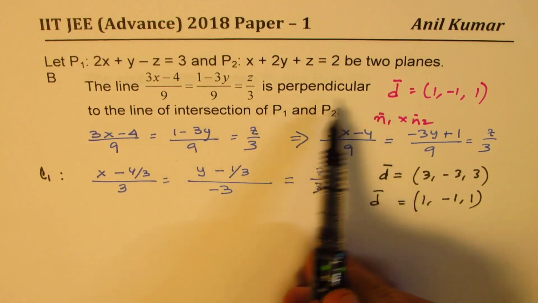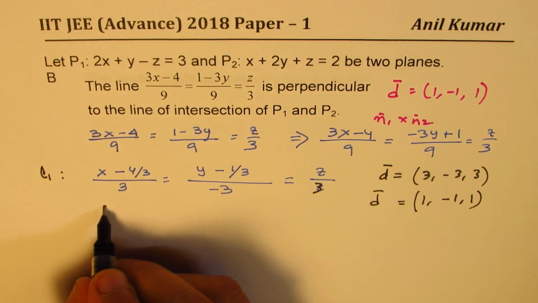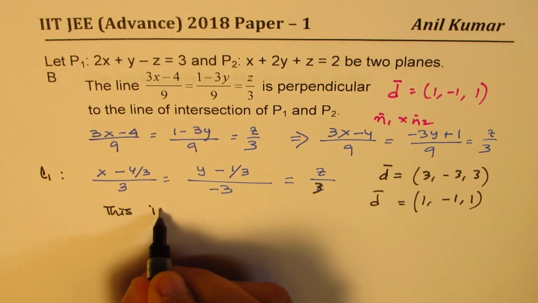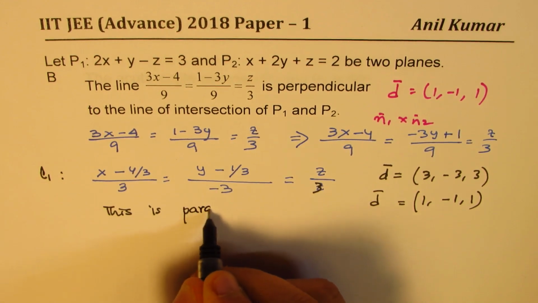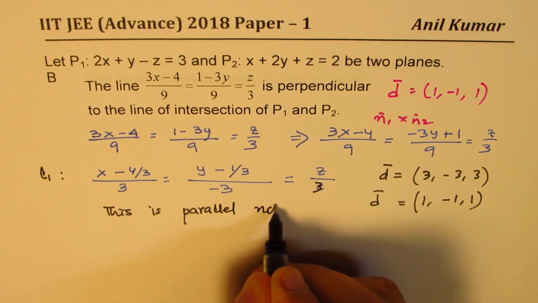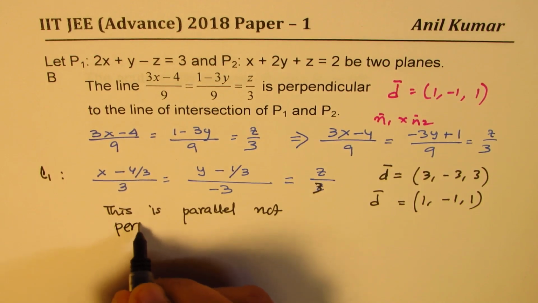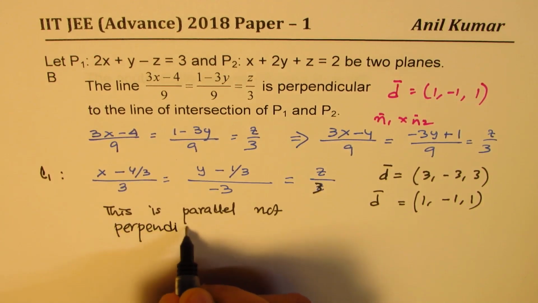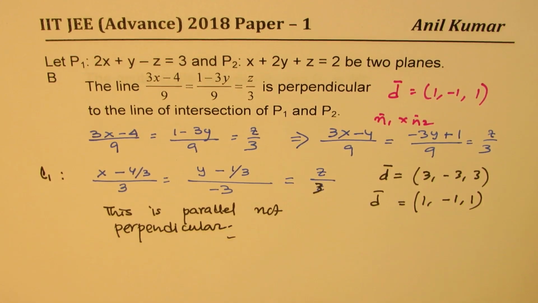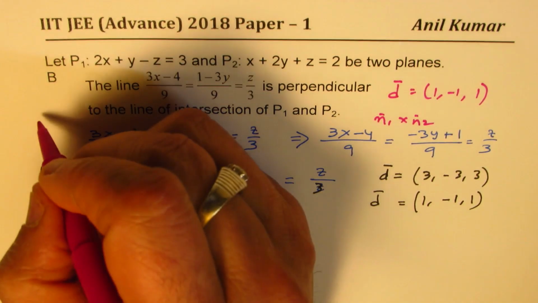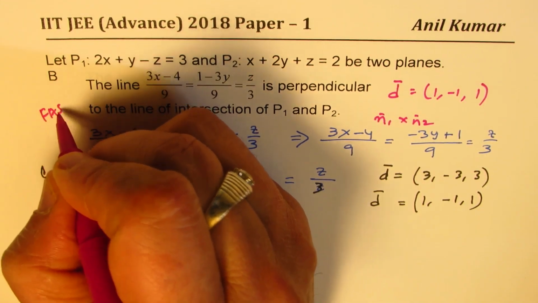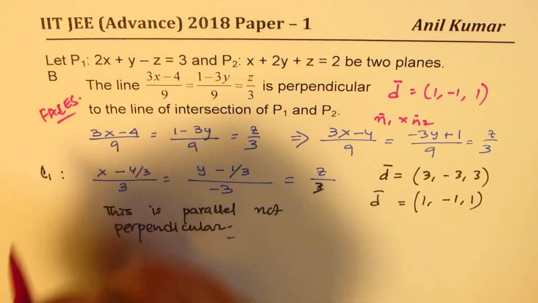We want it to be perpendicular. No, this is parallel. So this is parallel. Is that clear? Not perpendicular. So we got the solution for the second one also, and that is also false. Is it clear?